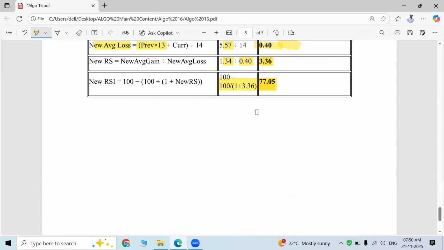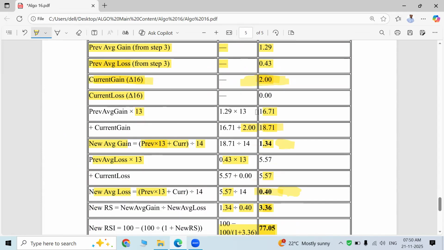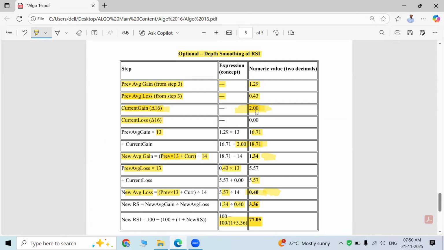I hope this calculation is clear. You can take a screen capture of this and understand this calculation in a better way. You can take a screen capture, try to do it on paper. It will be a more logical way to understand.